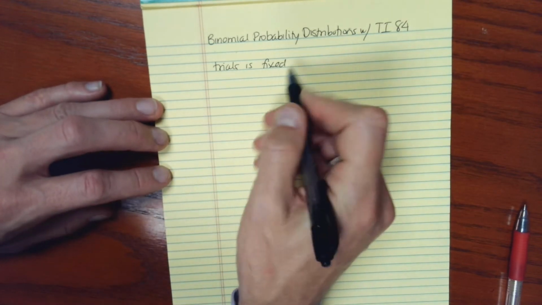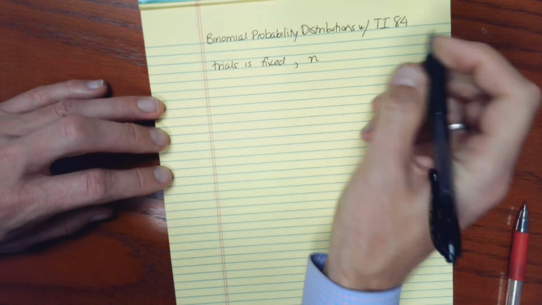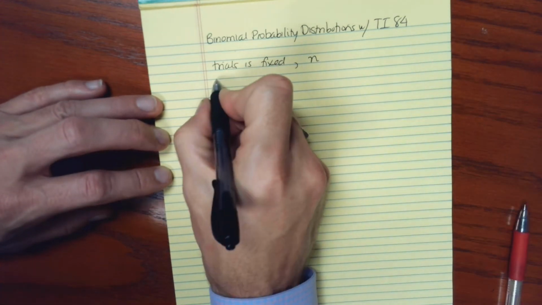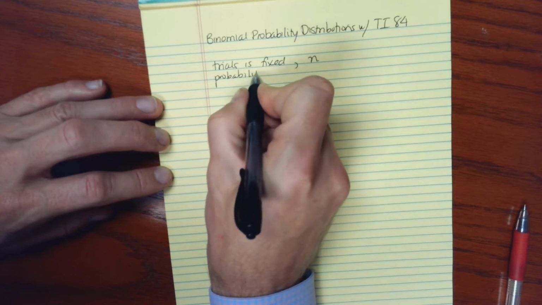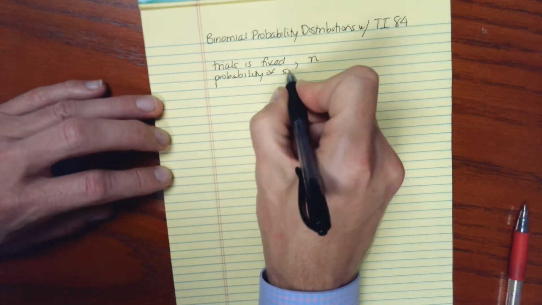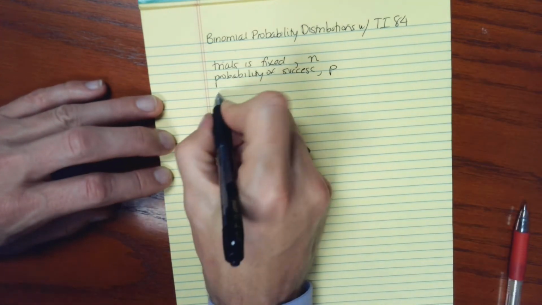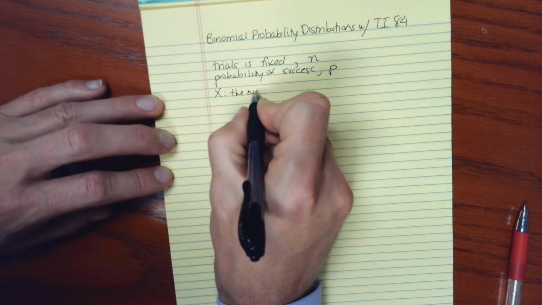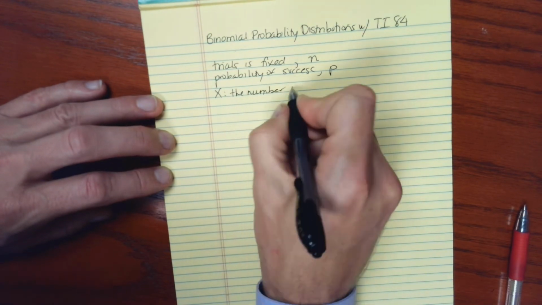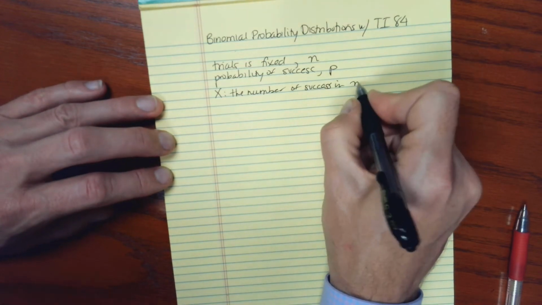The number of trials we call n, and the probability of success in any given trial, we call that p, and x, our random variable, is the number of successes in n trials.